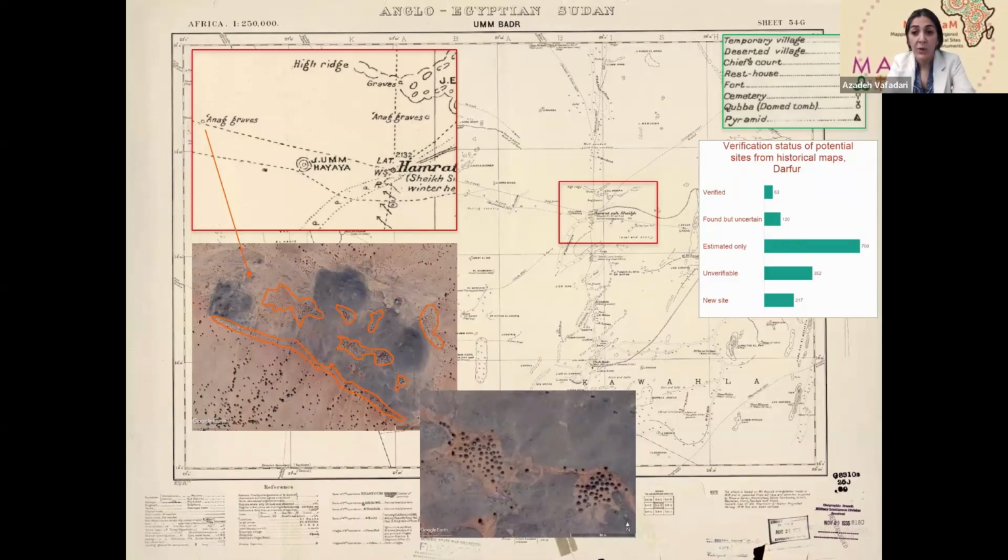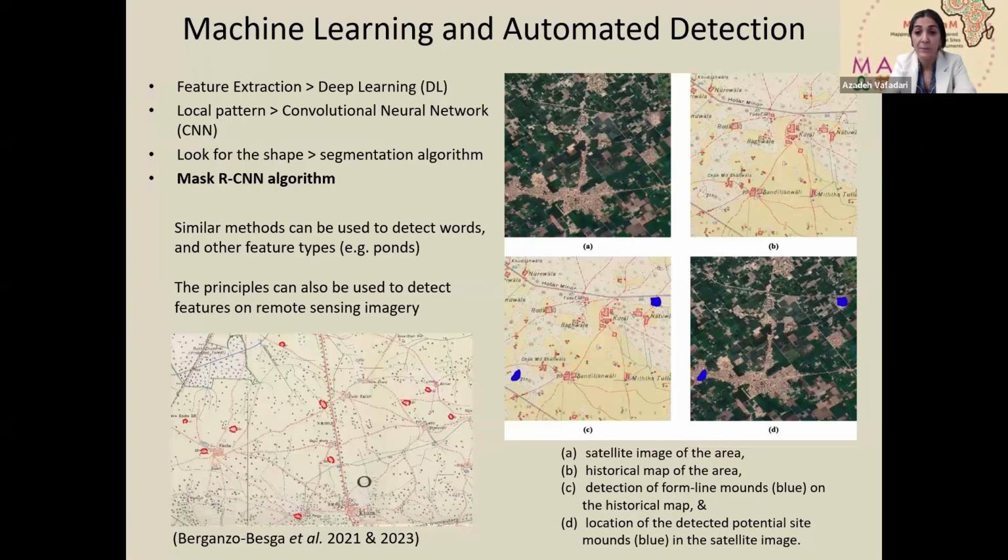As you can see from the bar chart, it is not often possible to so clearly identify sites annotated on these maps after looking at satellite imagery to verify their locations and even their existence. This is mainly due to spatial inaccuracies when working with small-scale maps.